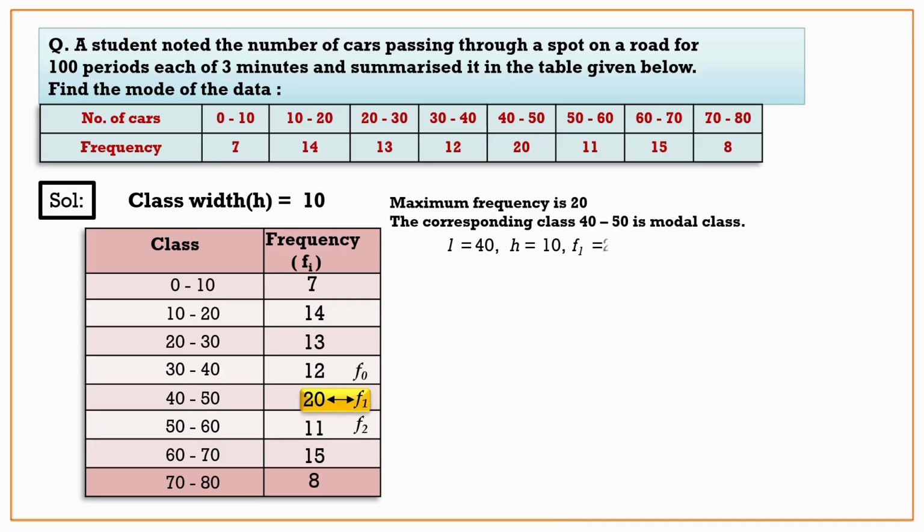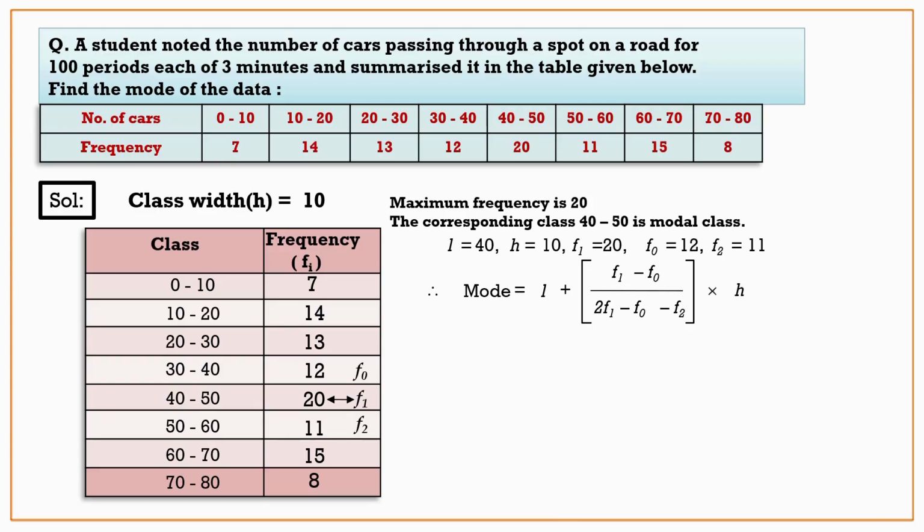So now put all the values and then we can easily find the mode. Now the mode formula is L plus (F1 minus F0) by (2F1 minus F0 minus F2) into H. Now put everything in this formula.